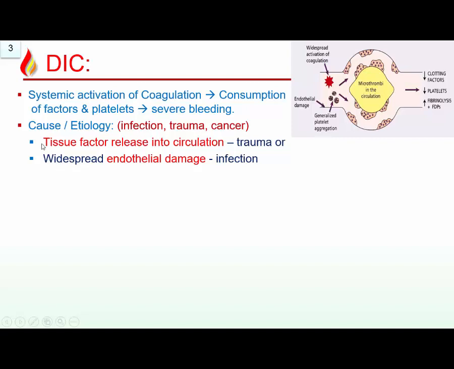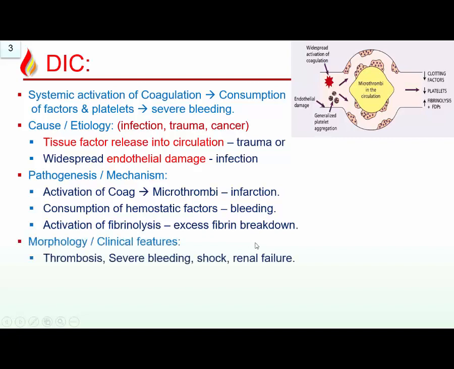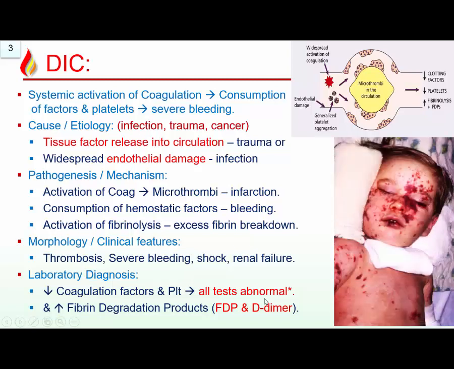In all this, there is release of tissue factor into the circulation or widespread endothelial damage leading to activation of coagulation, and activation of fibrinolysis leading to excess fibrin breakdown products. So clinically, extensive thrombosis, severe bleeding, shock, renal failure, organ failure, and laboratory tests, all tests abnormal because everything gets used up. So just note that DIC is not a simple disease.